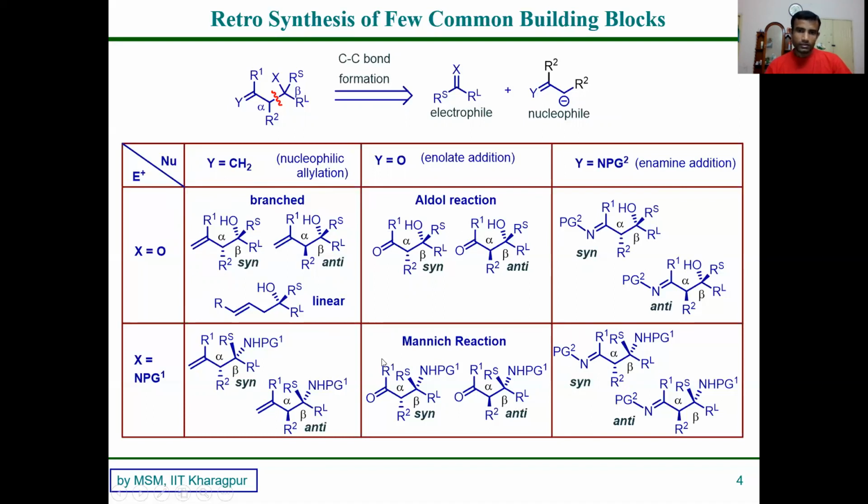In one slide, I'll try to explain how nicely you can remember this. First you are adding an allyl Grignard, let's say CH2, to carbonyl. What product do we get? You can get the branched product or linear product. In the branched product, because you have two chiral centers, there are two diastereoisomers possible. One is syn, where R2 and OH are syn to each other, or anti. So here we have two diastereoisomers, so a total of 4 isomers are possible.